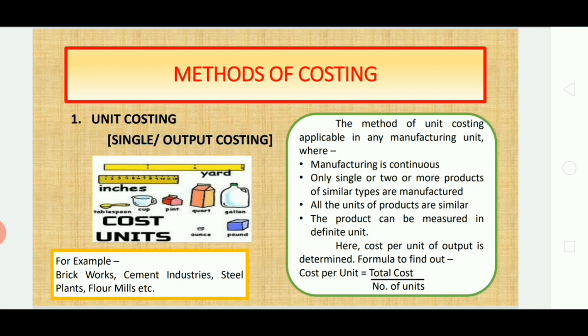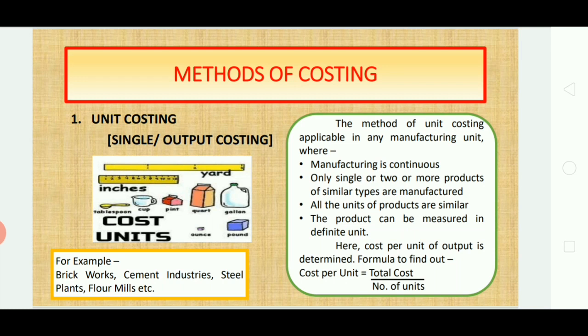Here some of the examples are given. For example, brick works. If you make bricks, in that case also it can be measured. The production is of a similar type and the manufacturing is continuous, so the unit costing method can be used. Next one, cement industries. Then after, steel plants. In steel plants you can measure the steel in tons or kilograms, etc. Then flour mills. In flour mills you can measure the flour in kilograms or grams.